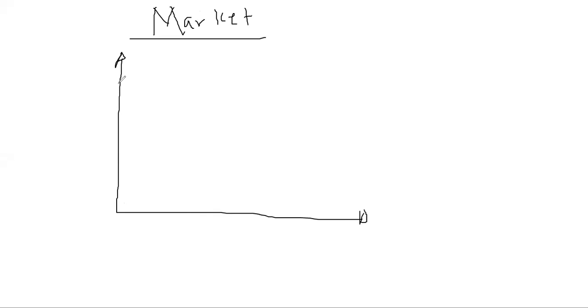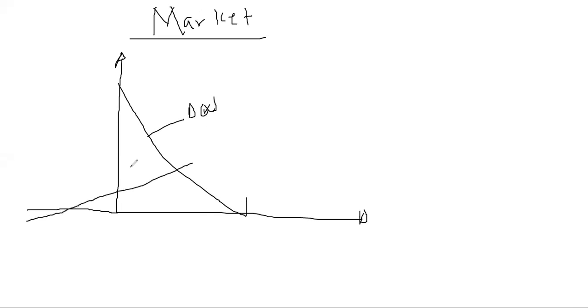So here we will have our demand curve. This is our demand curve. Then we will have our supply curve. Where they intersect, like here, this will be the equilibrium. At this equilibrium, quantity demanded is equal to quantity supplied, and the equilibrium price will be this.